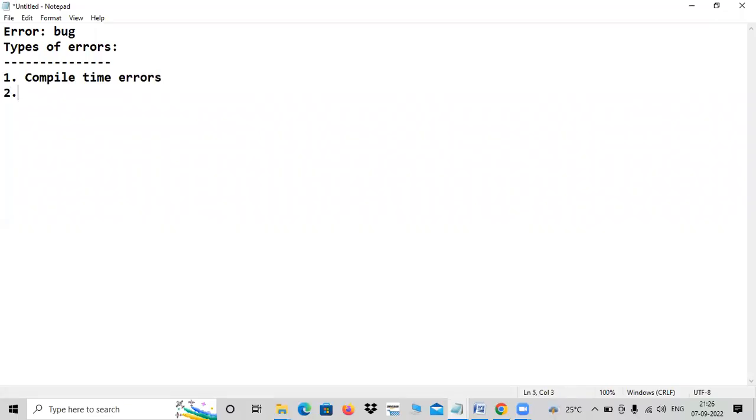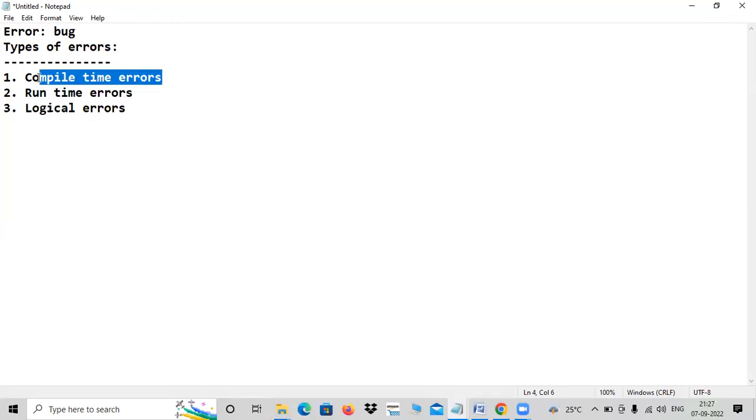Second one, runtime errors. This is our subject matter actually. Runtime errors is the next one, followed with, what is the third one? Logical errors. That is also there. We don't focus much on first and third because I will explain, but it is pretty straightforward job, nothing to do much. Logical errors is the last one. Okay, these are the three types.